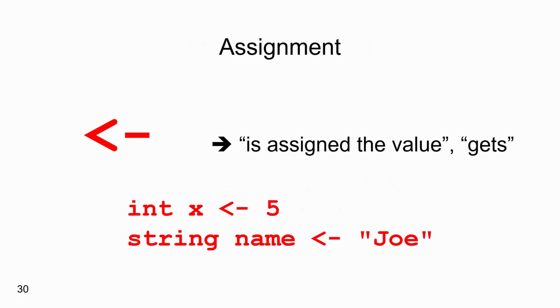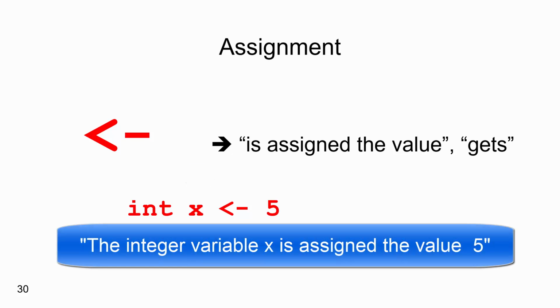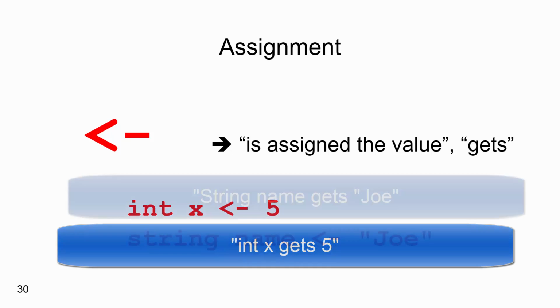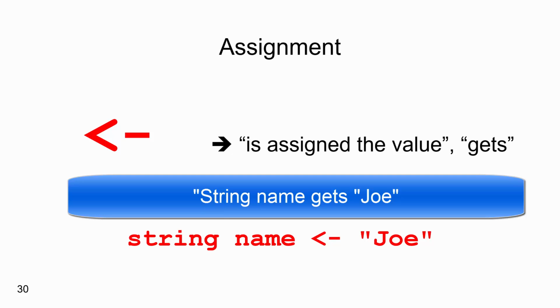The assignment operator we will use is the pseudocode version, using a left arrow followed by a dash. This indicates a right to left action, which means the expression or value on the right is assigned to the variable on the left. In the example shown, you would say, the integer variable x is assigned the value 5. Or you could just say, int x gets 5. For the next example, you could say, string name gets Joe.